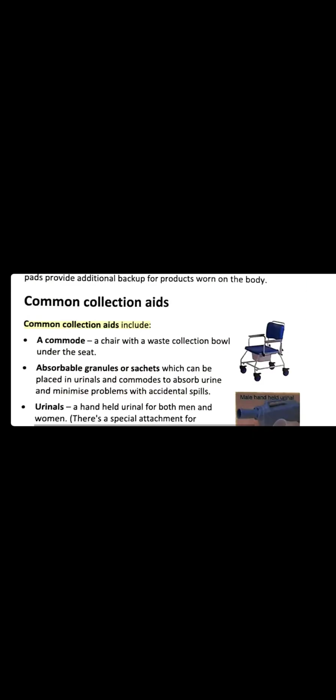Common collection aids. Common collection aids include a commode, a chair with a waste collection bowl under the seat. Absorbable granules or sachets which can be placed in urinals and commodes to absorb urine and minimize problems with accidental spills. Urinals, a handheld urinal for both men and women. There's a special attachment for women. Male handheld urinal, female attachment.